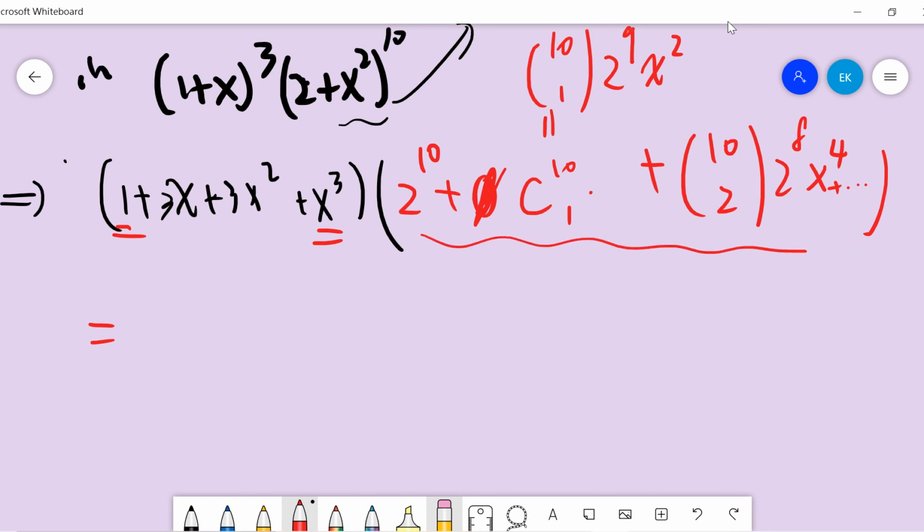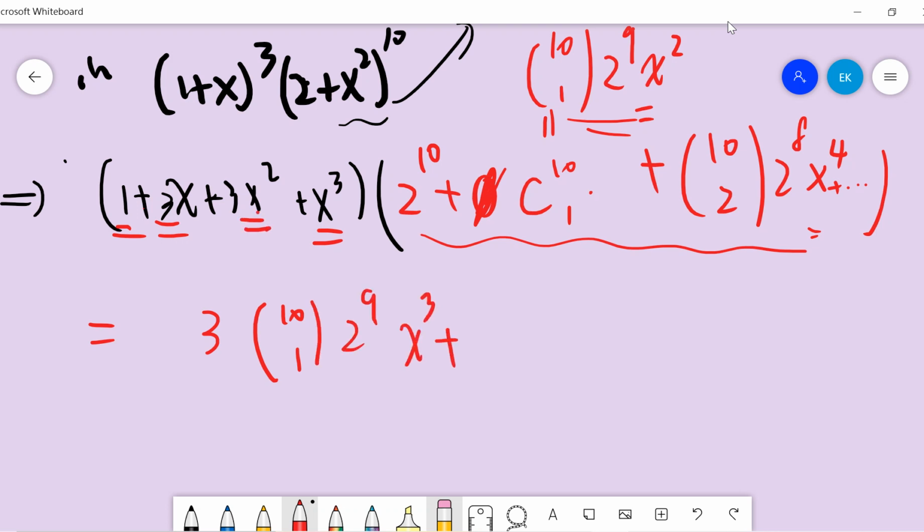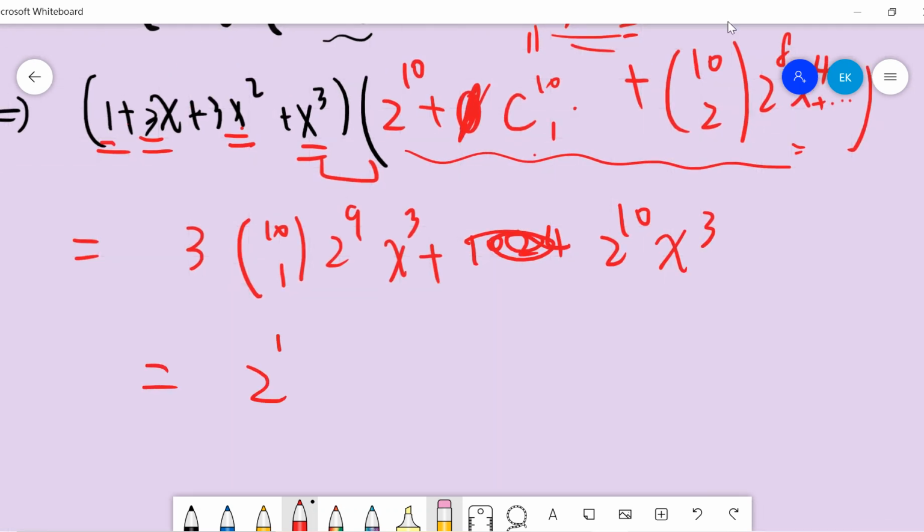Since all the x powers in the first factor are odd or even, there's no way to multiply any of them to make an x cubed, except one term like this. So we have 3 times 10 choose 1, 2 to the 9 x cubed, plus this one, x squared, there's no term which can multiply x squared to be x cubed, and the last term is this term. So we have 2 to the 10th power times x cubed. So the total coefficient is 2 to the 10 plus 30 times 2 to the 9, x cubed.